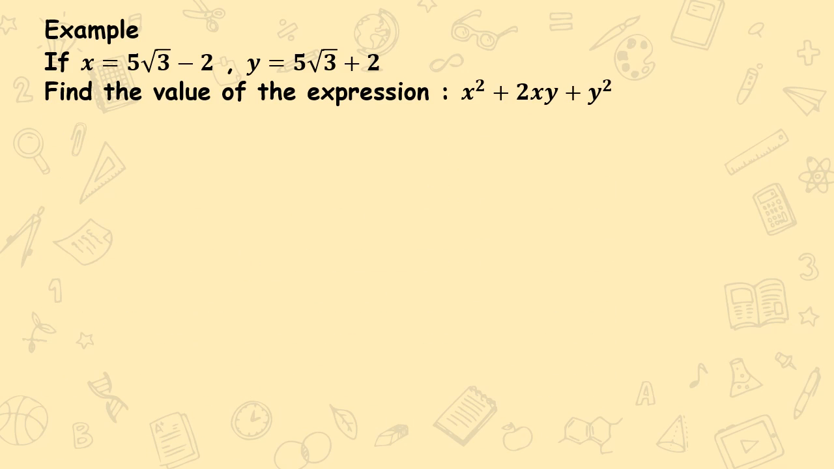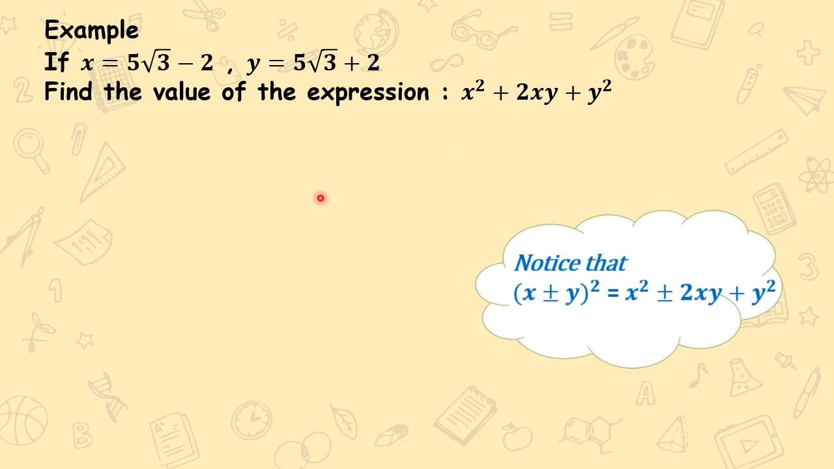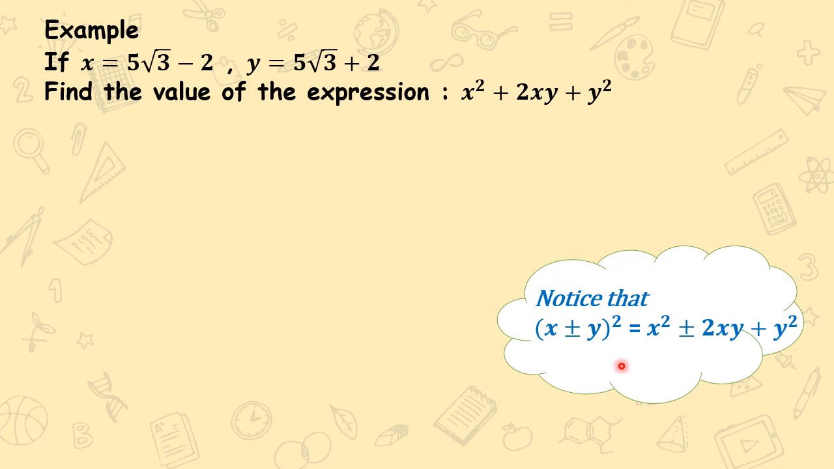Example: if x equals 5 root 3 minus 2 and y equals 5 root 3 plus 2, find the value of the expression x power 2 plus 2xy plus y power 2. Remark: (x plus or minus y) all power 2 equals x power 2 plus or minus 2xy plus y power 2.